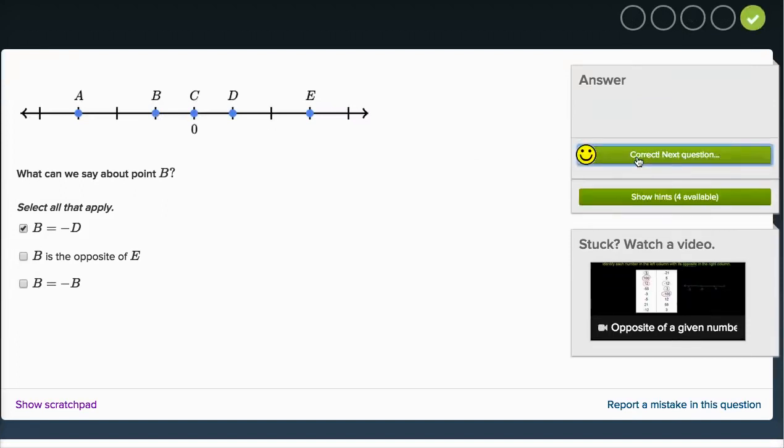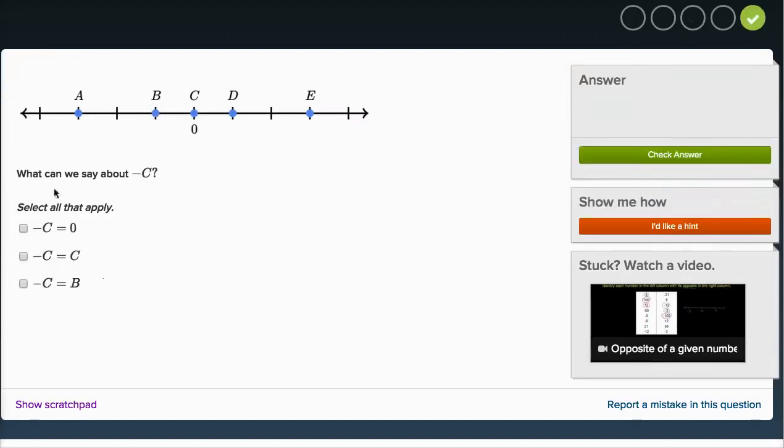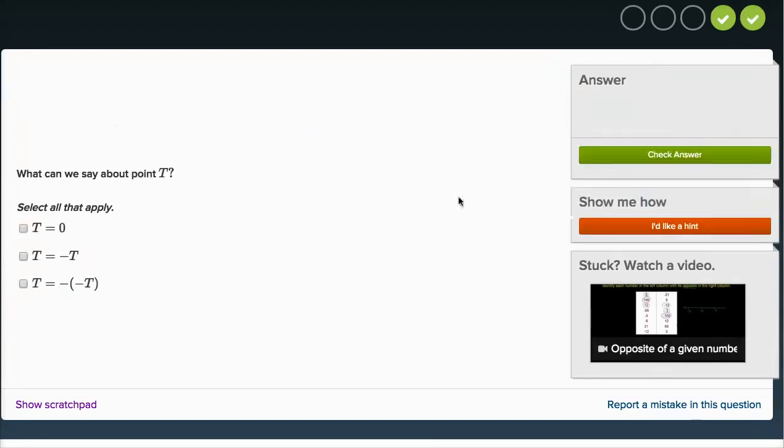So let's do a couple more here. What can we say about negative C? All right, so now C is 0. Select all that apply. Negative C is 0. Yeah, the negative of 0, the opposite of 0, is still going to be 0. The opposite of 0, well, no, that's not going to be this number. This is some non-zero number. So that's that.